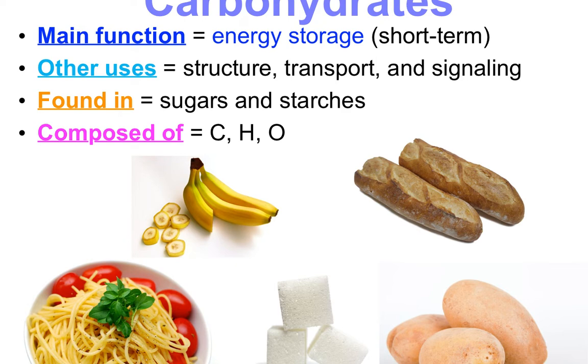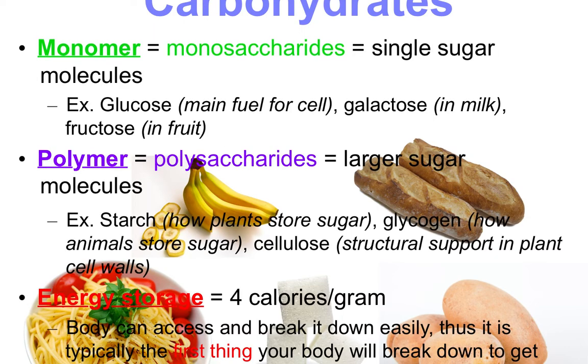Starches are things like pasta, potatoes, which are more complex carbohydrates. Sugar, just by itself, is a simple carbohydrate. The monomer of a carbohydrate is called a monosaccharide. So it's close, right? In that they both have this prefix mono. That is just a single sugar of a carbohydrate.